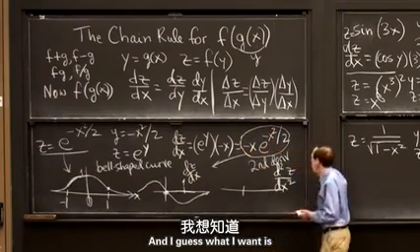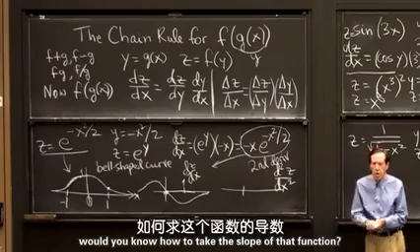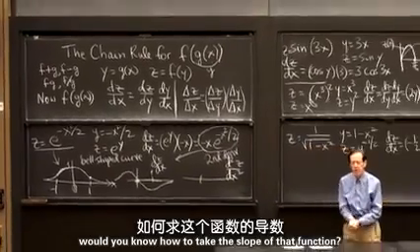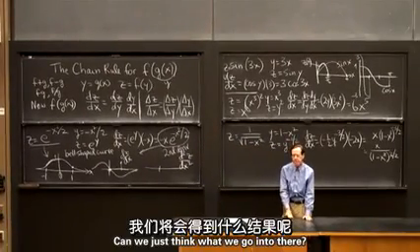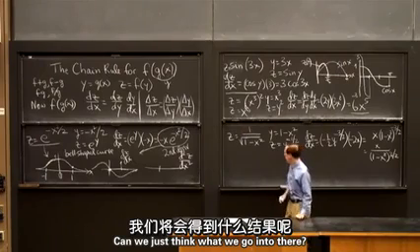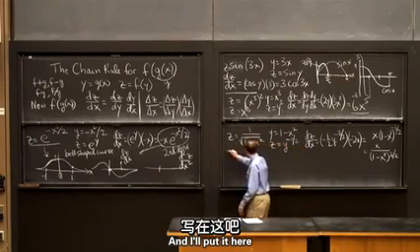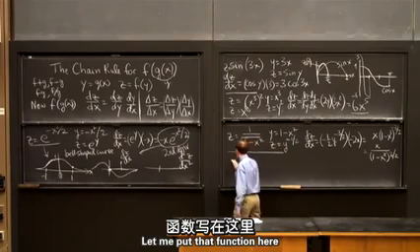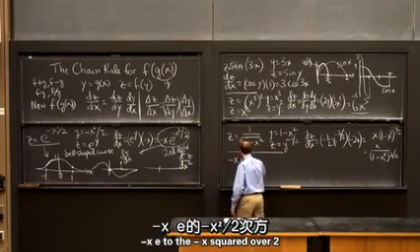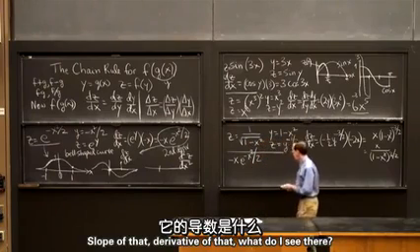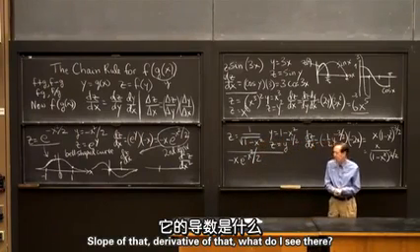And I guess what I want is, would you know how to take the slope of that function? Can we just think what would go into that? And I'll put it here. Let me put that function here: minus x e to the minus x squared over 2. Slope of that. Derivative of that.